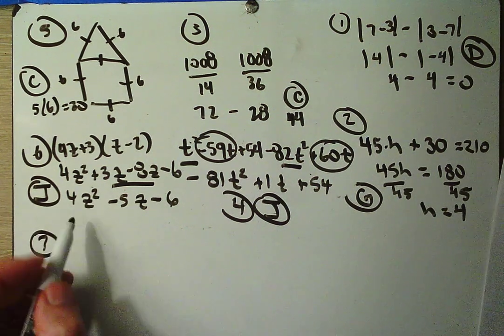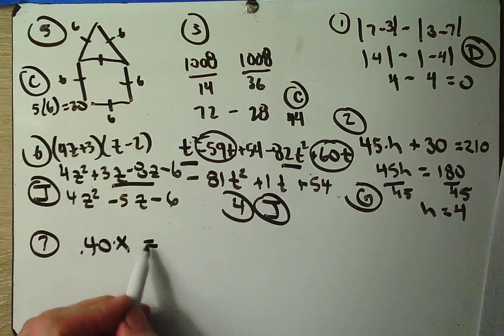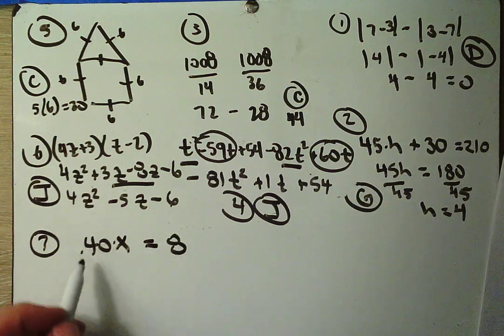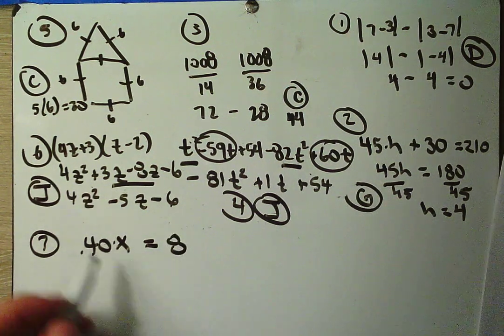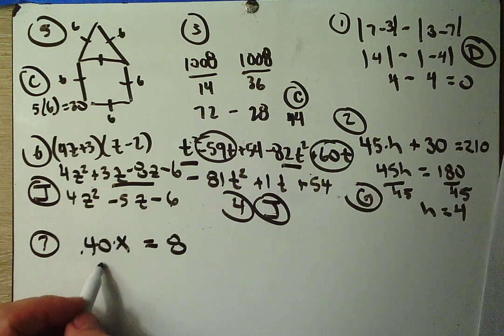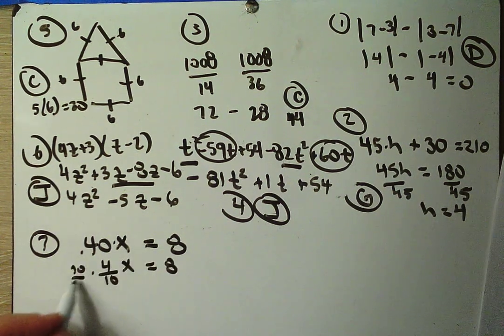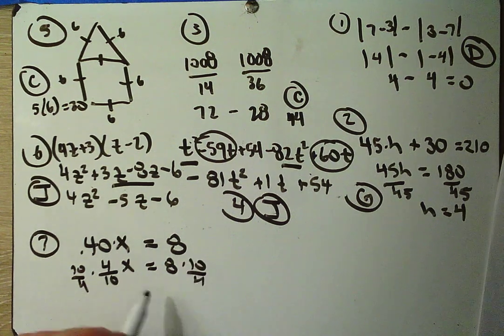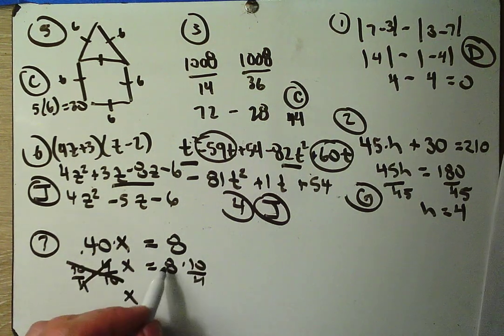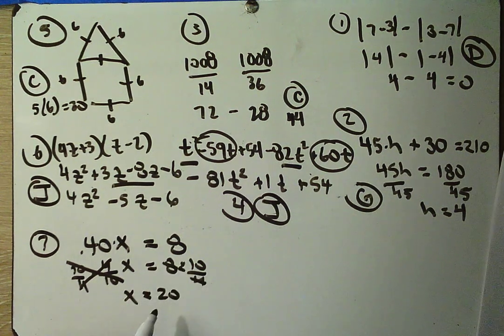Number 7. 40% of a number is 8. 40% of a number times x is 8. Well, I could just pull out my calculator and divide by 0.4 on both sides, but I don't have a calculator, so I'm doing 4/10 x equals 8, and I'm going to multiply both sides by 10 over 4. These cancel. I get x equals 20. And then, what is 15% of that number?